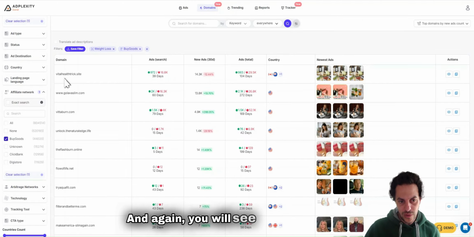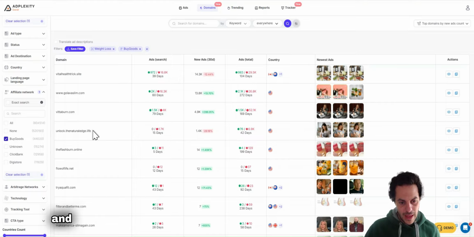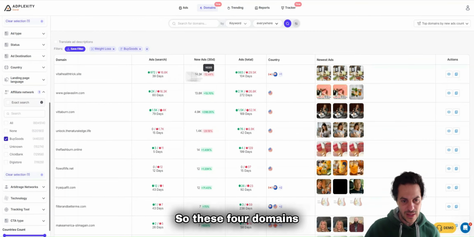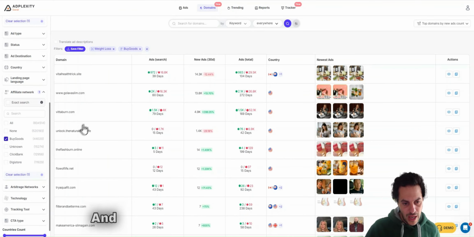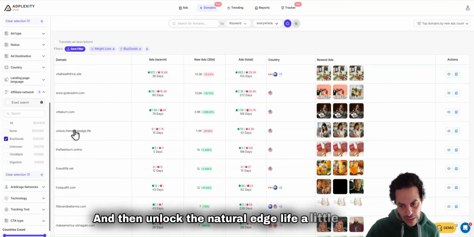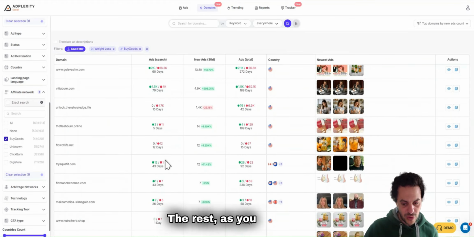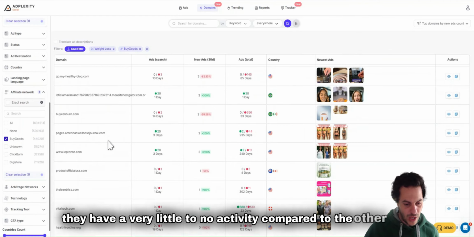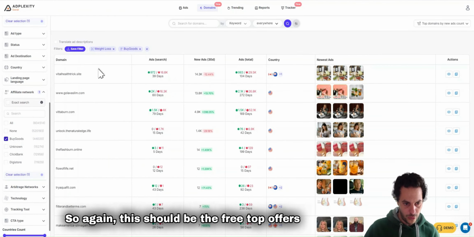And again, you will see VitaHealth clicked site, GoLavaSlim, VitaBurn, and then you can carry on and see which ones are dominating. So these three domains are dominating BuyGoods, and then unlock the natural edge life a little bit less because it only launched 1.4 thousand. The rest, as you can see, have very little to no activity compared to the other ones. So again, these should be the top offers for them right now.